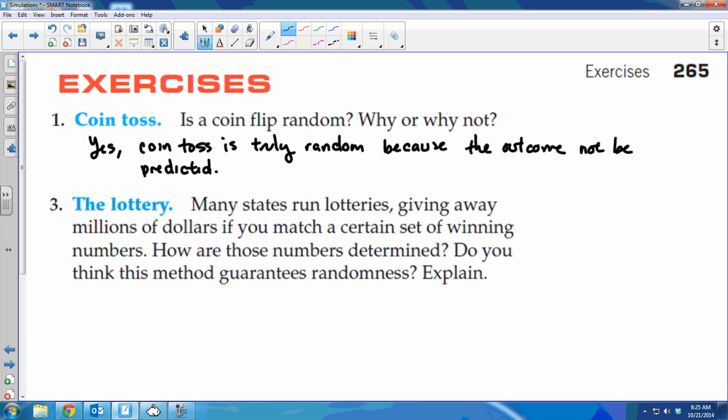Right. Number three. Many states run lotteries, giving away millions of dollars if you match a certain set of winning numbers. How are those numbers determined, and do you think this method guarantees randomness? Explain. So if you're thinking about the Powerball or the big state lotteries, how do they come up with those numbers? Those balls, right? They have the popcorn thing, and the balls are running around, and they go out the little chute, right? So, do you think that is random? That should be random if it's done that way.